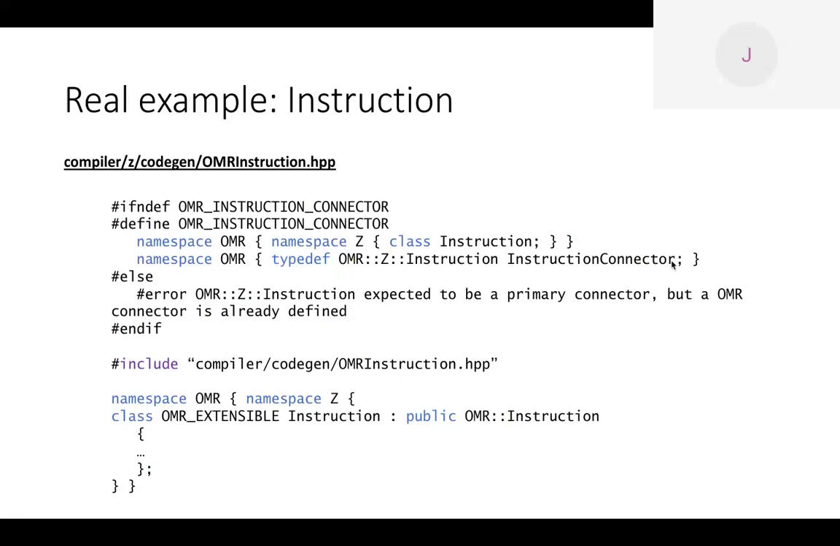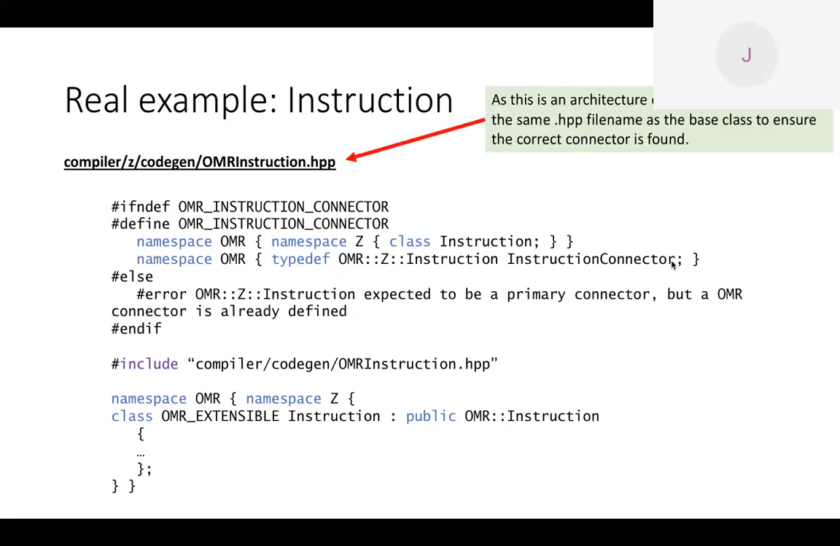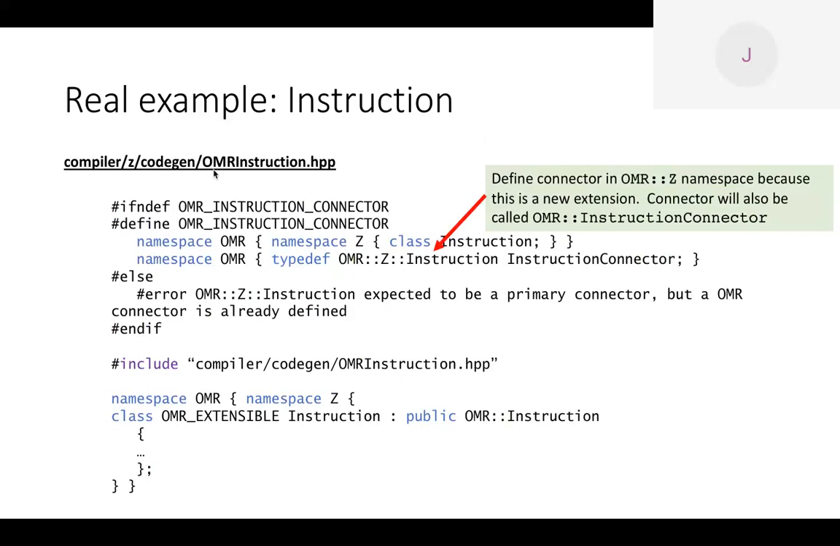Actually, I should go through this in the right order here. The first thing to note is the fact that the name of the file is the same as the file in the base class. So it's still OMR instruction.hpp. Right, so I just said that about the OMR, that's the same name for the instruction connector.